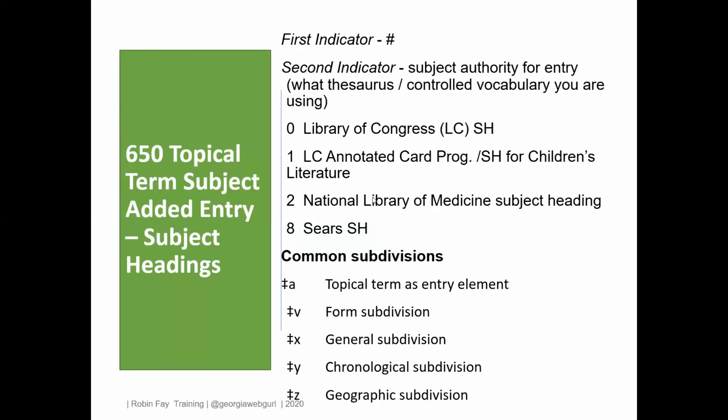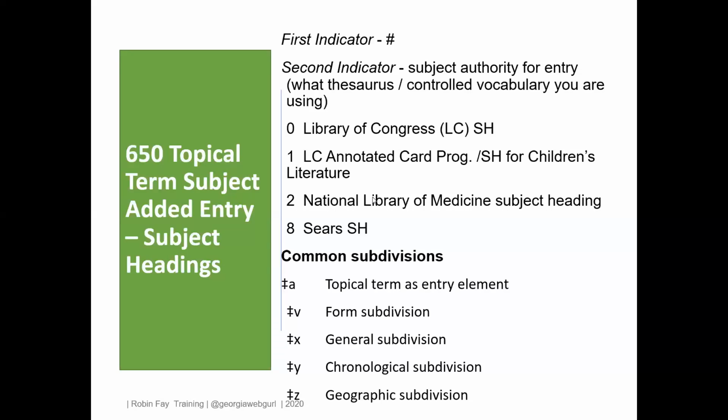If you are using something that is not on this list, you are not going to use the 650. These 650 fields for subjects have only been defined for the Library of Congress, the Library of Congress Children's Literature, the National Library of Medicine, and then Sears. Those are the only choices you can make here. So if it's not on the list for the indicators, then you're going to use a different field. The 600 range, 6XX, 600 to 699, is for all different kinds of subjects. So there are places you can put your own local thesaurus, but it won't be in a 650 field.